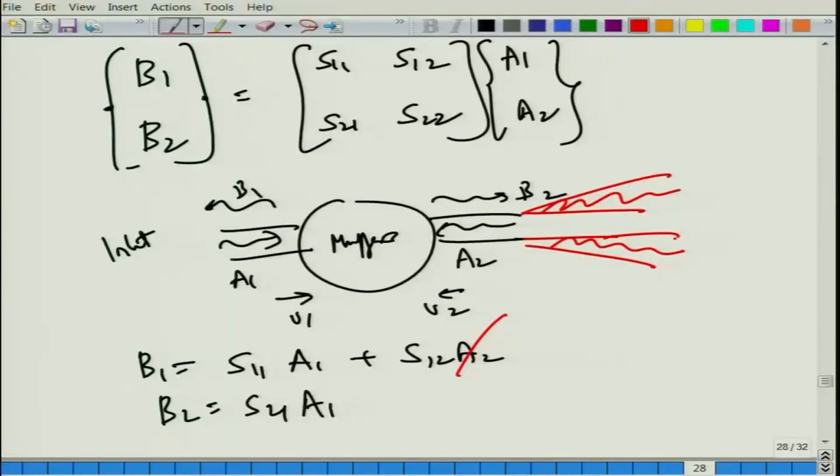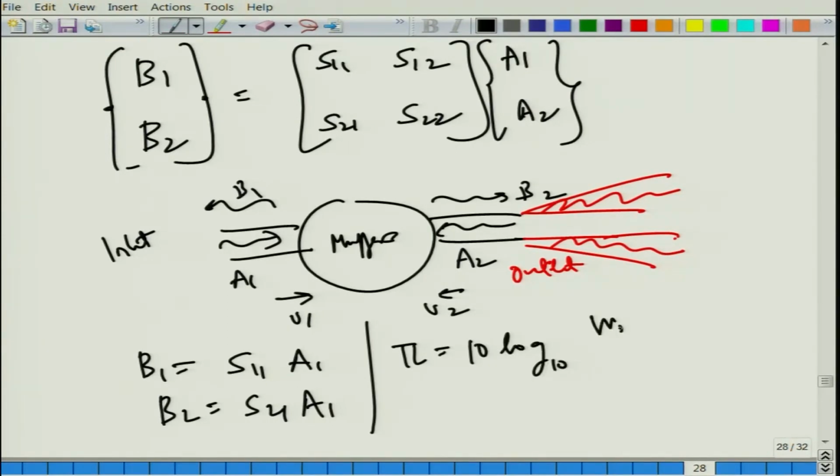But here we are moving towards a very general kind of system. So, I will get rid of this part and we will just represent B1, the reflected wave at the inlet port, and the reflected wave at the outlet port in terms of these S11, S21. So, what is the transmission loss then? The transmission loss is defined as 10 times log to the base 10 of the acoustic power incident to the acoustic power transmitted in an anechoic termination.